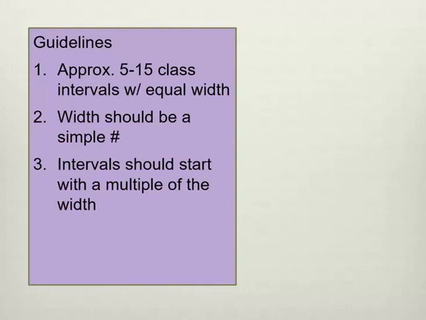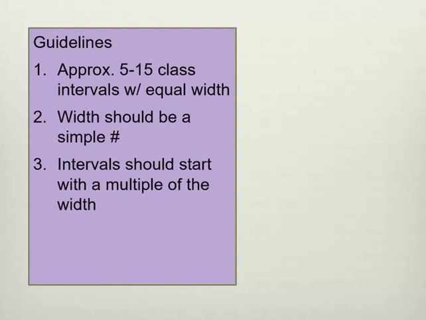Maybe our next bin, keeping with this width of 10, would start at 20 and go to 29. Is 20 divisible perfectly by 10? It is. Our next bin would start with 30, then 40 and 50 and so on. So you want the very first value in the range of your class intervals or your bins to be perfectly divisible by the width of your bin.